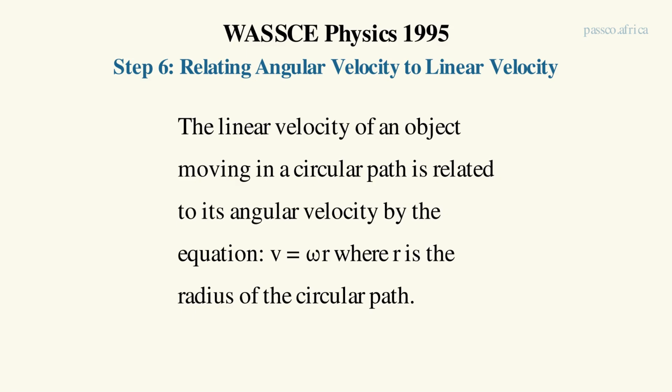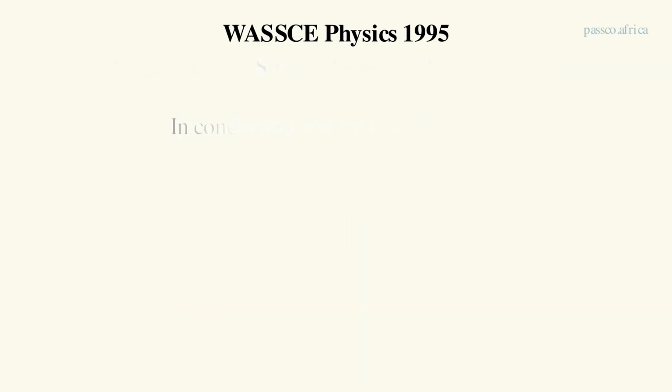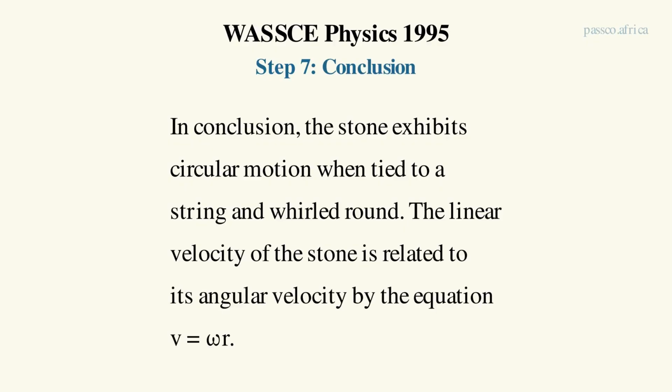Step 7. Conclusion. In conclusion, the stone exhibits circular motion when tied to a string and whirled round. The linear velocity of the stone is related to its angular velocity by the equation v = ωr.